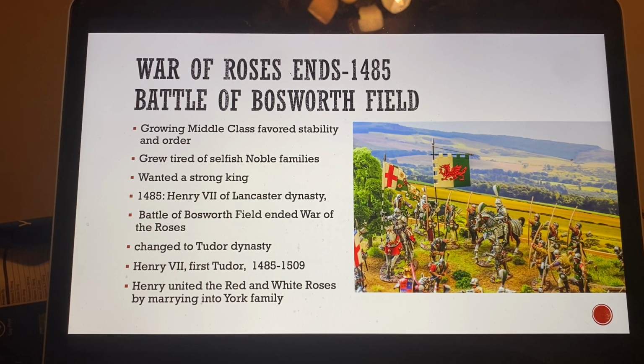What a deal. What a dumb War of the Roses and the Battle of Bosworth Field, all to come to this, with Henry uniting them by marrying. It's like Romeo and Juliet getting married. We have Henry marrying a red rose, marrying a white rose. Craziness, huh?